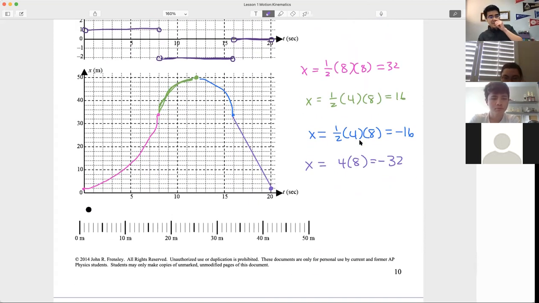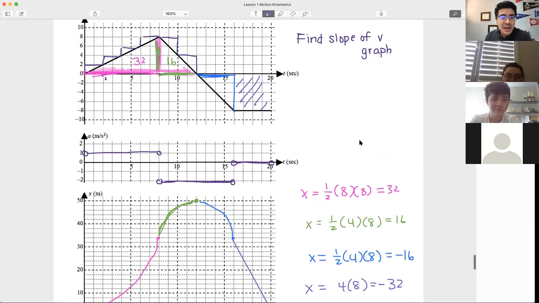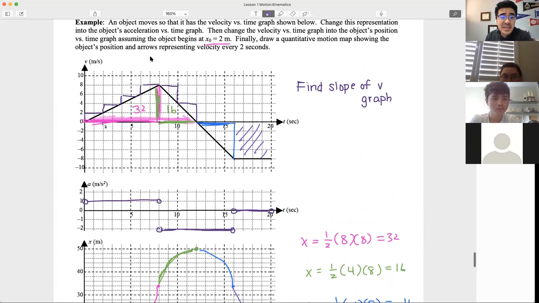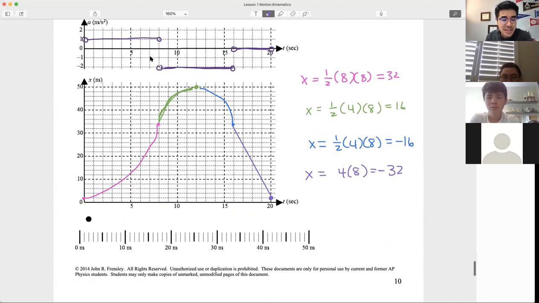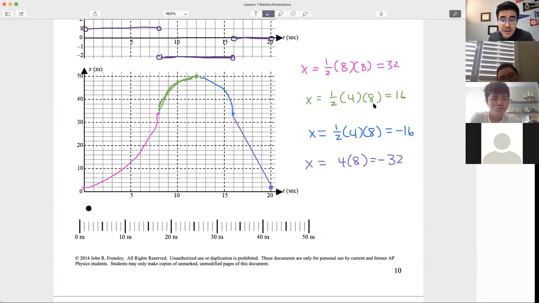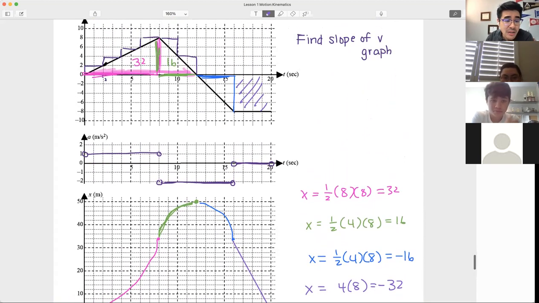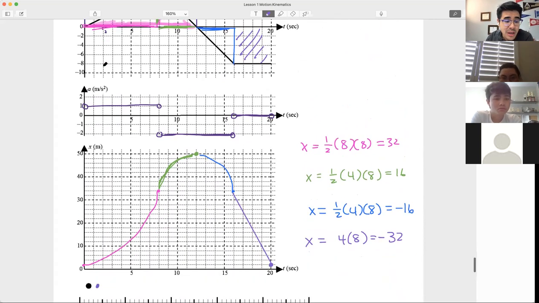Oh, and then we need to do one of these things too, because we haven't done one of these yet, right? So it wants us to do a quantitative motion map showing the object's position and arrows representing velocity every 2 seconds. So every 2 seconds then. So if we start it here, what's the position every 2 seconds? So the position here would be roughly 4-ish. So at 2 seconds, it'd be about here. And then we want to draw an arrow, right? And the arrow should be positive here. So that means we're going forward.